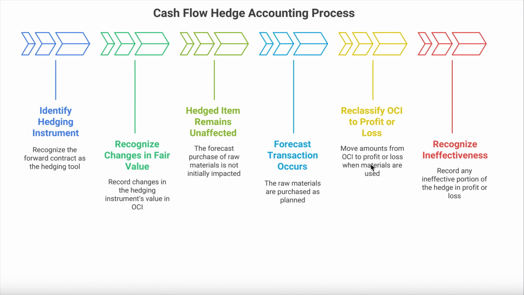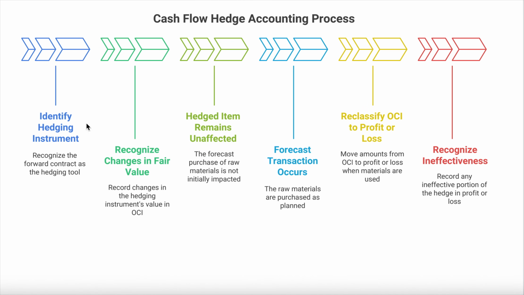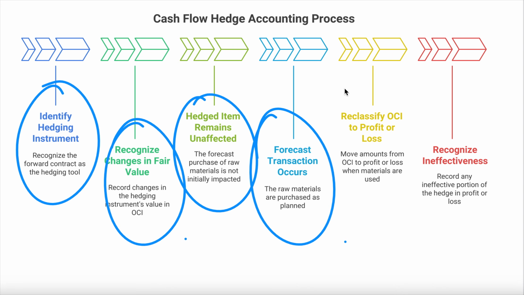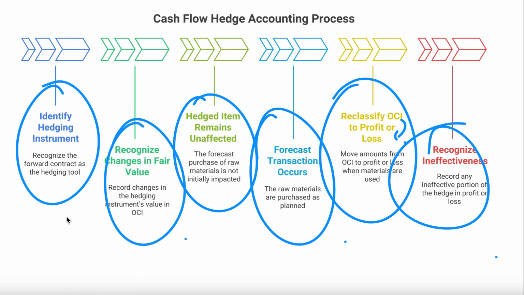As you can see in here, your cash flow hedge accounting, you identify the hedge instrument, you recognize the change in fair value, hedged item remains unaffected, forecast transaction occurs, the raw materials are purchased when planned, reclassify the OCI, it goes into the P&L because now it has been realized because you have bought the raw material, and recognize the ineffectiveness. So if you follow this religiously, these 6 steps, you will never ever go wrong.